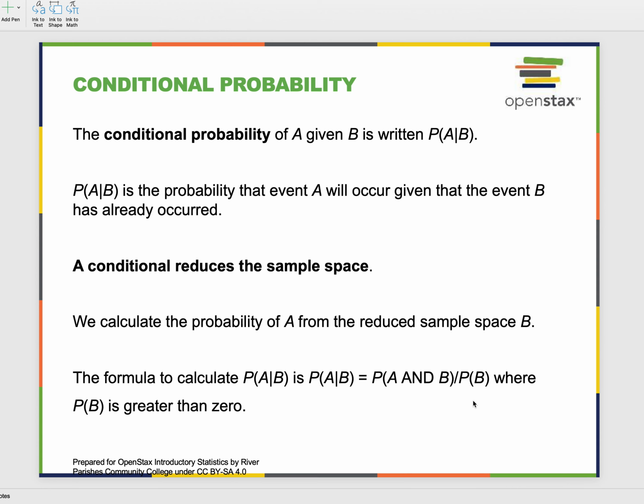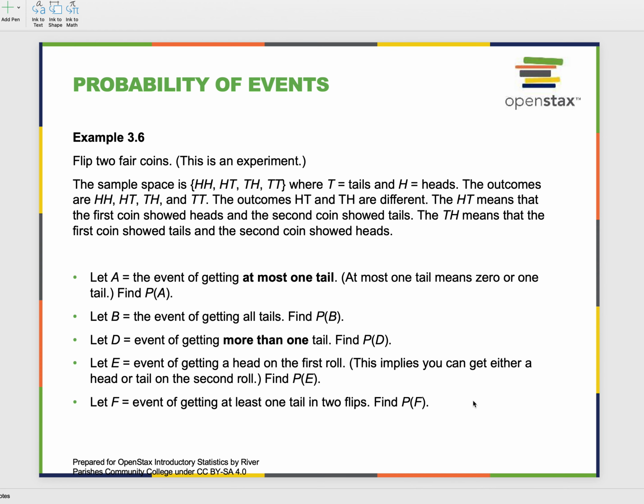So we say the formula to calculate A given B is probability of A given B equals the probability of A and B divided by the probability of B, where the probability of B is greater than 0. If there are no items in B, you have the empty set, so you can't divide by 0. I don't care if it's probability, statistics, geometry, or algebra.